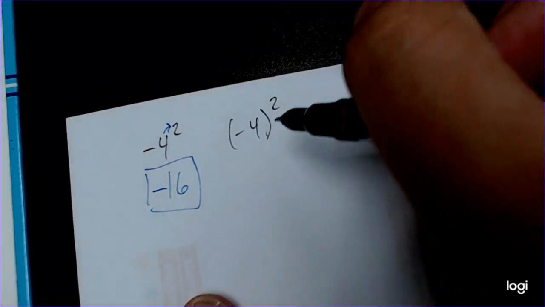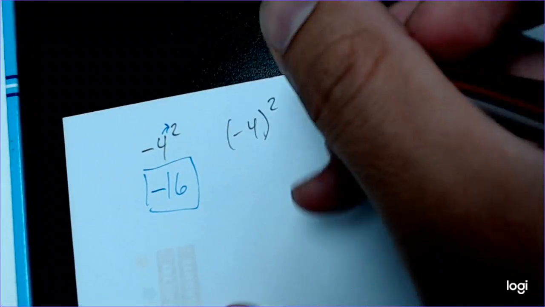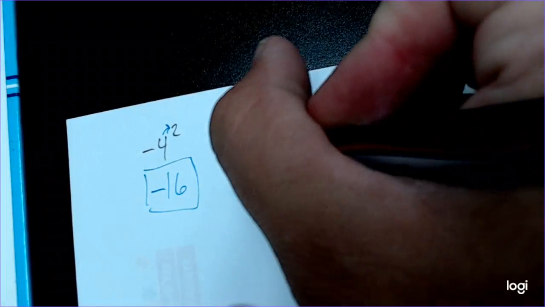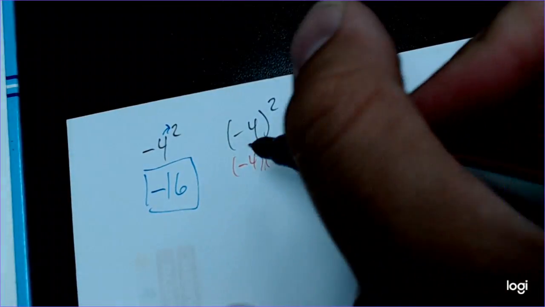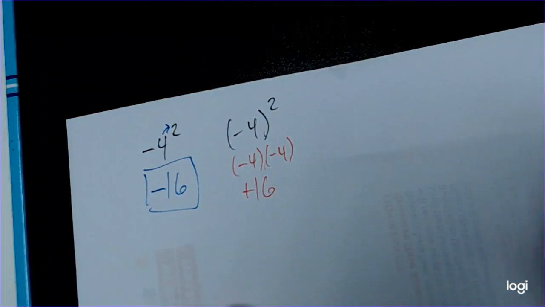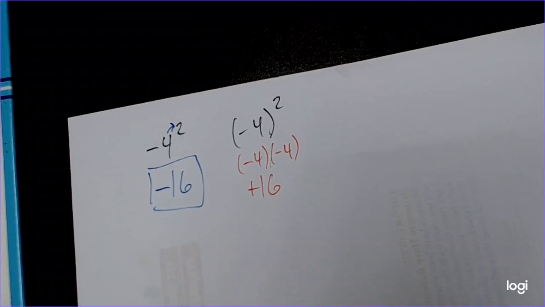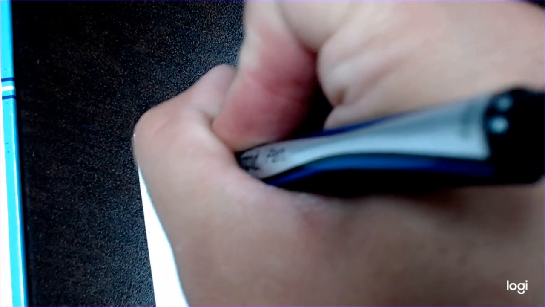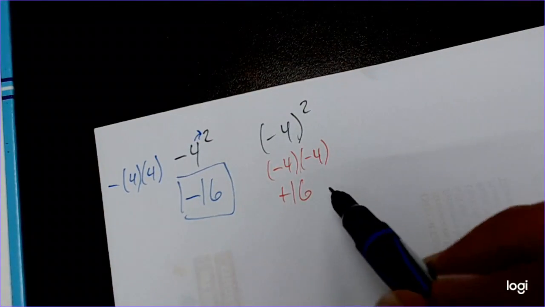Now, what happens if I have parentheses negative 4 squared? Well, if you remember from our lesson on the multiplication rule for exponents, this is like rewriting negative 4 times negative 4. In that case, negative 4 times negative 4, the negative times negative makes it positive 16, okay? Whereas up here, this one would look like negative 4 times 4, okay? So that's what this one is actually saying, and this one is actually saying this.